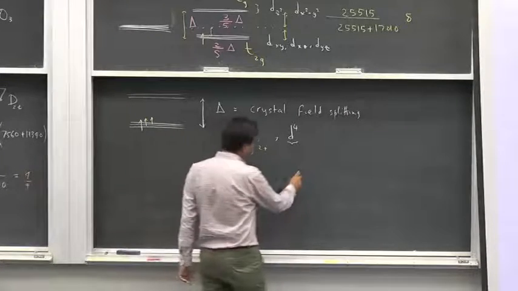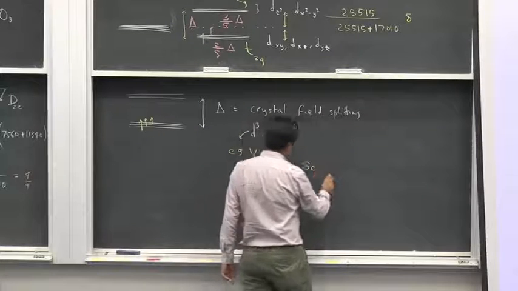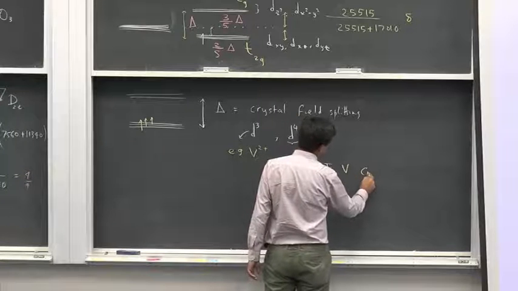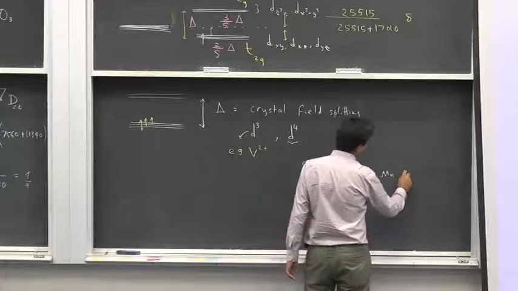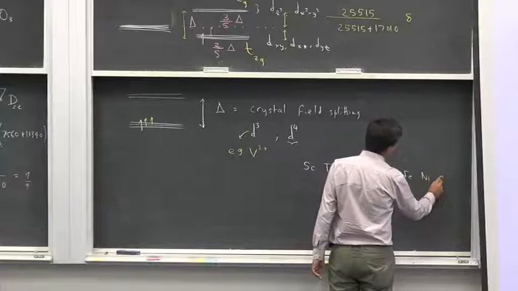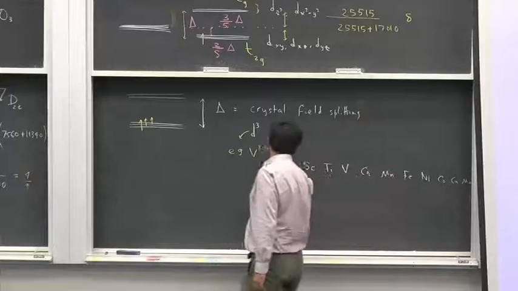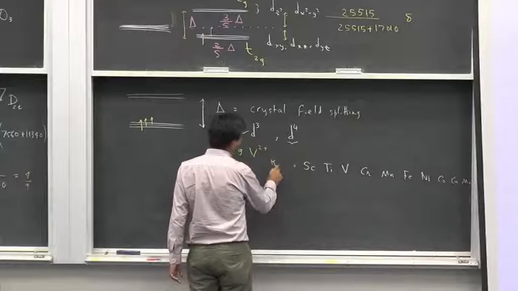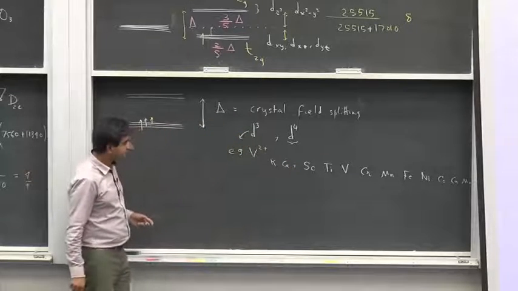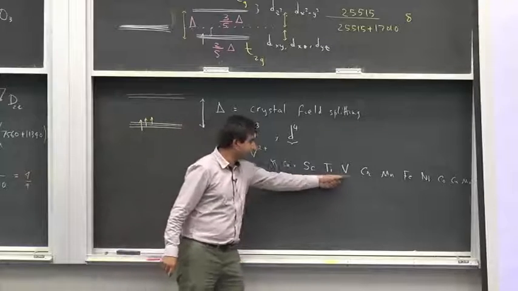The period is scandium, titanium, vanadium, chromium, manganese, iron, nickel, cobalt, copper, manganese. Okay, and there are potassium and calcium here. So D3 is V2 plus. It has lost 2 electrons and it still has 3 electrons. So this is vanadium.